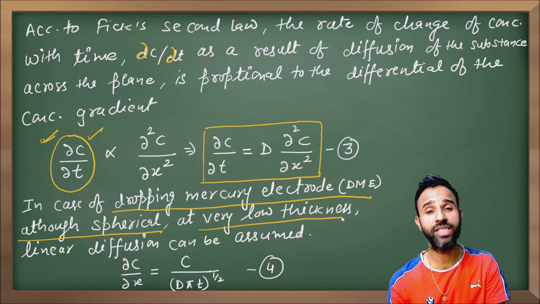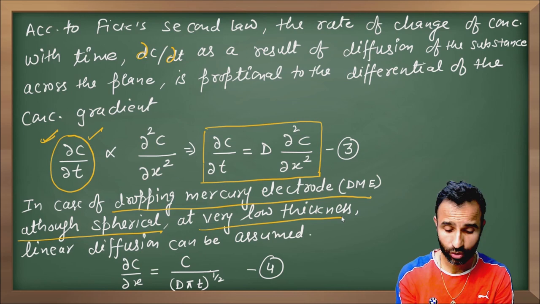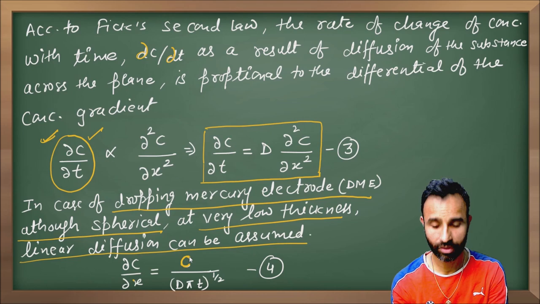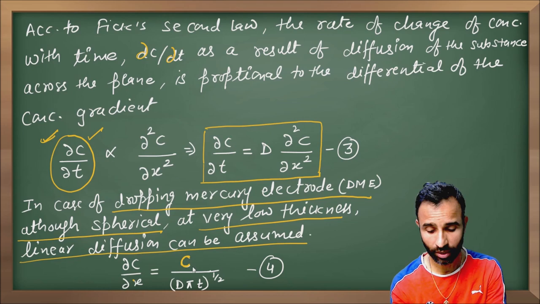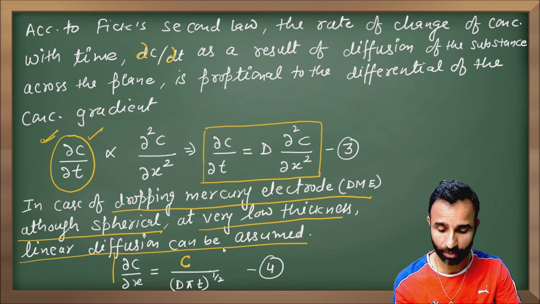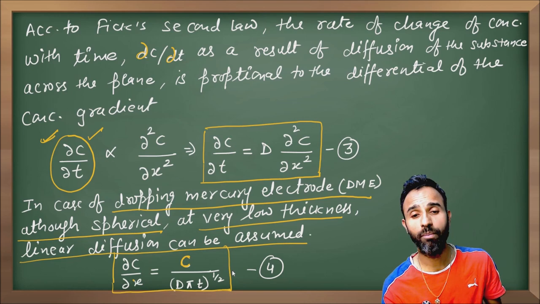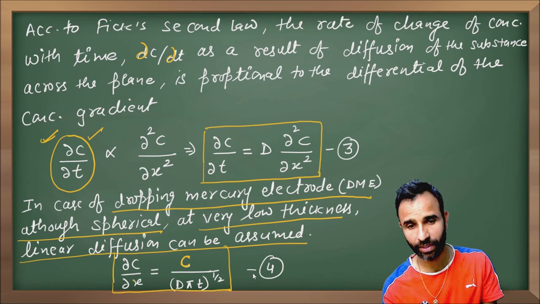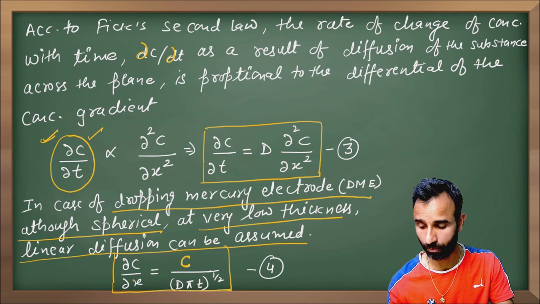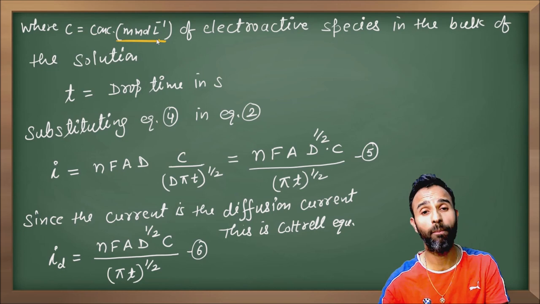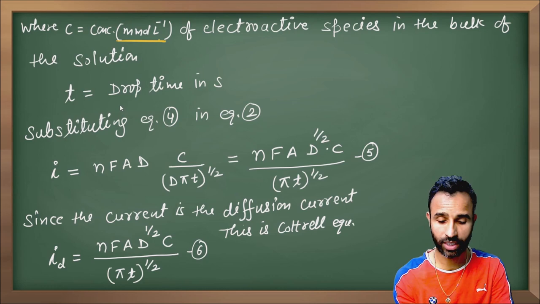Because that is very simple, we use linear diffusion, and according to linear diffusion, partial differential of C with respect to x is equal to the concentration of the electroactive species in bulk solution divided by (πDt) raised to power half. That you should remember. Here t is the drop time in seconds, D is the diffusion coefficient, and pi is 22 by 7, 3.14. C is concentration in millimole per liter, that you also keep in mind, of electroactive species in the bulk of the solution.